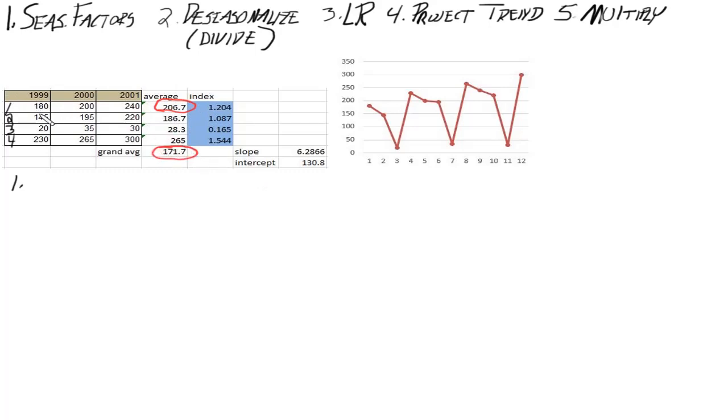So if you look at the first period, first quarter, 180 and 200 and 240, those average 206.7. So to get the seasonal index, I did the second quarters here in my little notes, so we'll do the second quarter. The average for the second quarter is 186.7, and the overall average is 171.